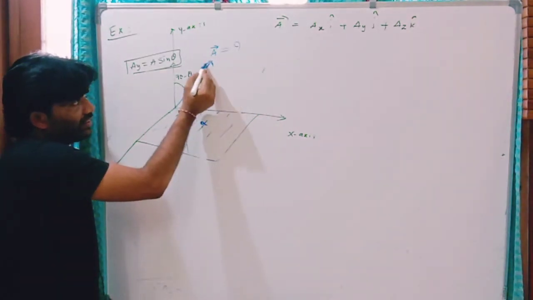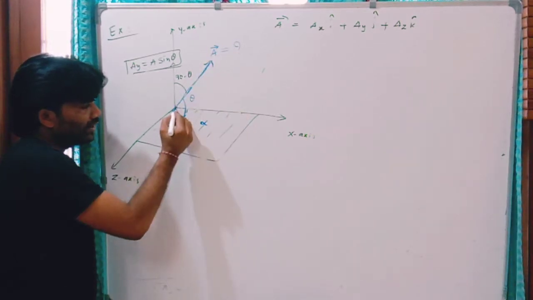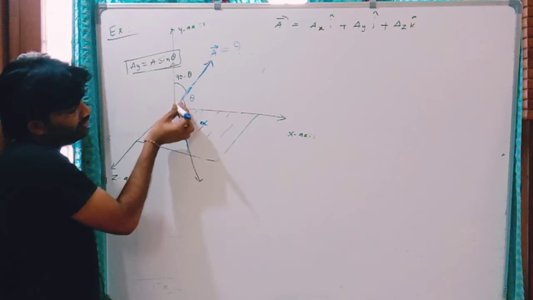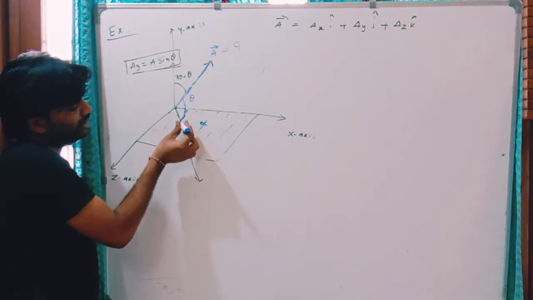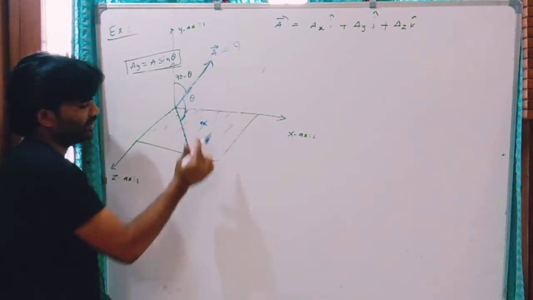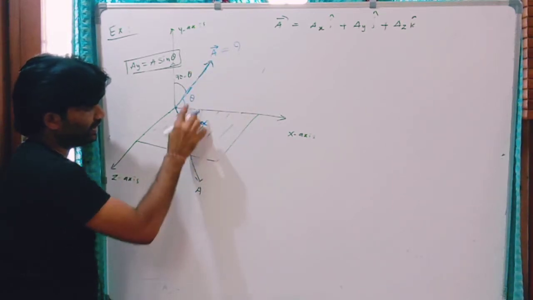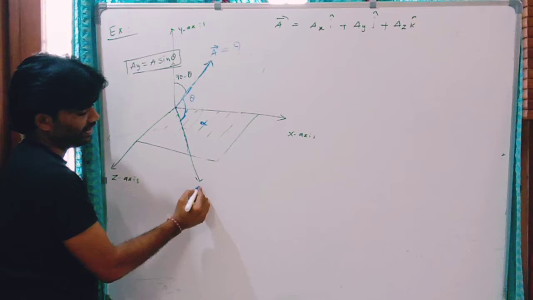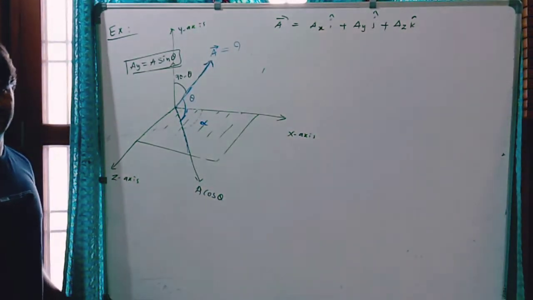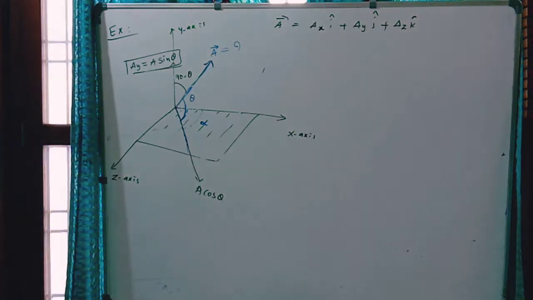But you can write this vector's component along this direction. Reason: this is the vector, it is making theta angle with this line. So the component of this A in this direction is A, this angle is cos theta, A cos theta. That is the component. Clear? So I will show you.